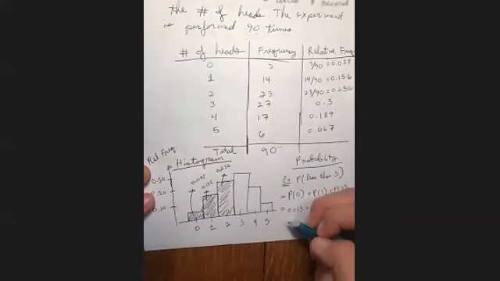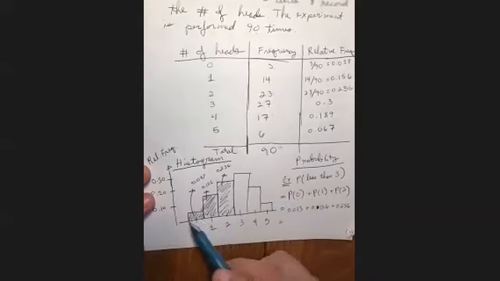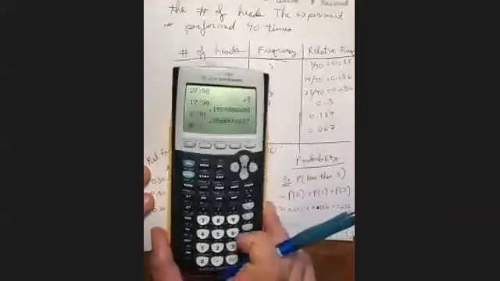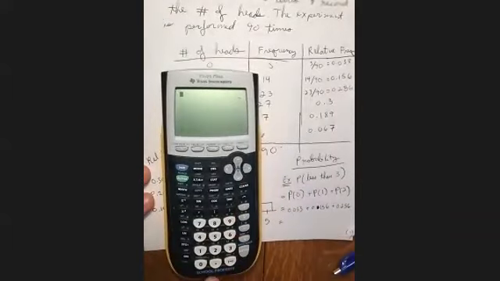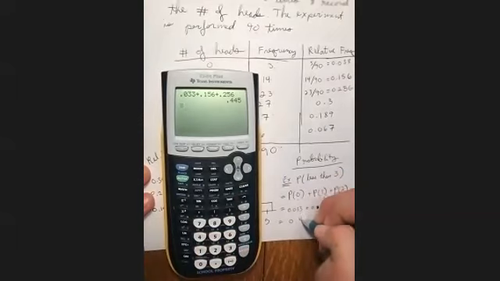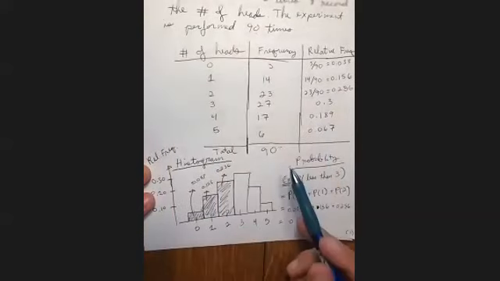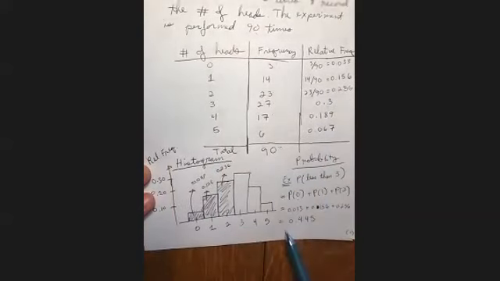So once we have the areas, which correspond directly to the relative frequencies, then we can just add them all up. 0.033 plus 0.156 plus 0.256. And that gives us 0.445. So the probability of getting less than 3 heads out of 5 flips, according to our experiment, is 0.445, or 44.5%.